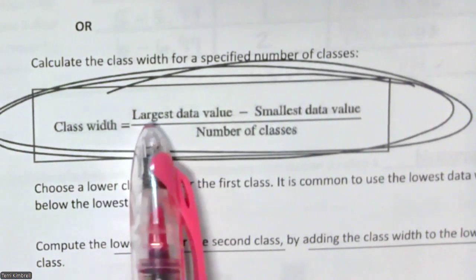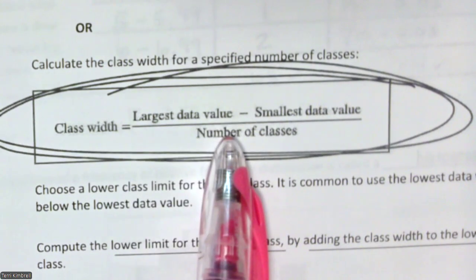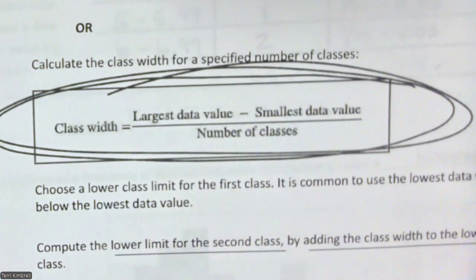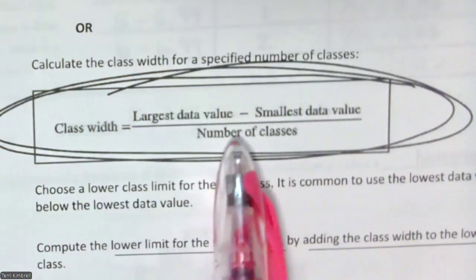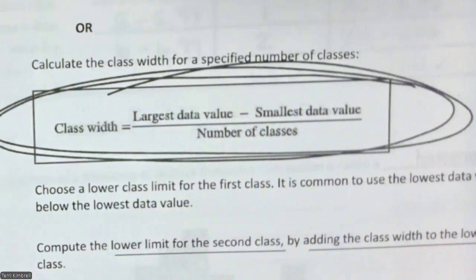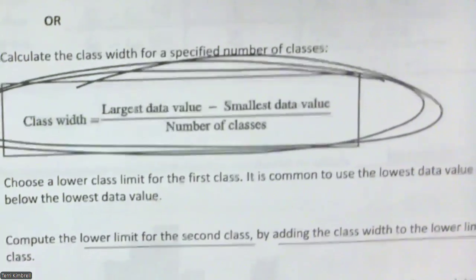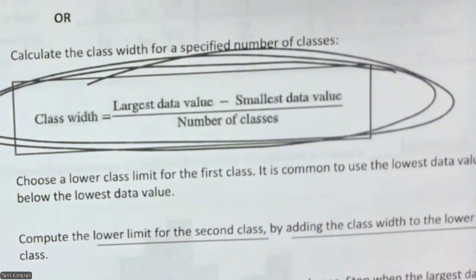So the directions here with another formula is to find the class width. You can take your largest data value, which is your maximum, and subtract your lowest, which is your minimum, and divide by how many classes it's asking you to make. And then you just start adding each of the class widths to the next one. Okay, so take a minute to kind of look over that, and then we'll start the example.